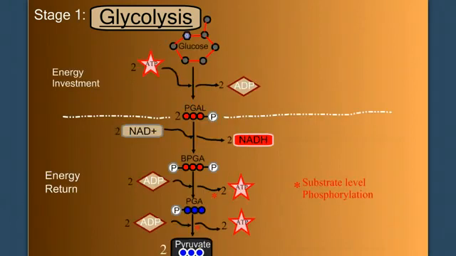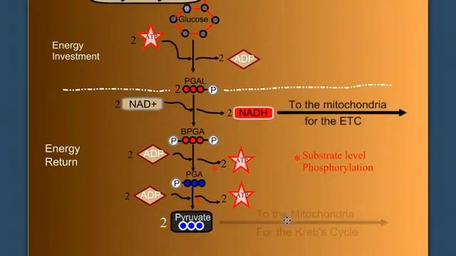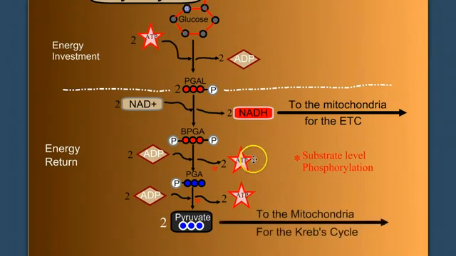So again, when we're looking at our flow chart, the products of glycolysis, besides this 4 ATP that we're after, a profit of 2, the other 2 products, the NADH and the pyruvate, we're not done with. These pyruvates still have energy in them that we're going to tap into in the Krebs cycle, and the NADH have energy in them that we'll tap into in the electron transport chain.